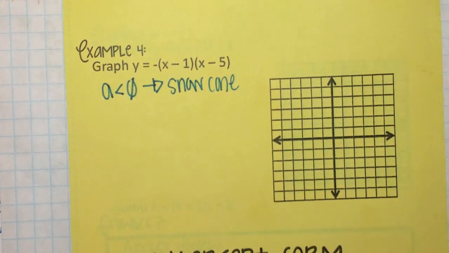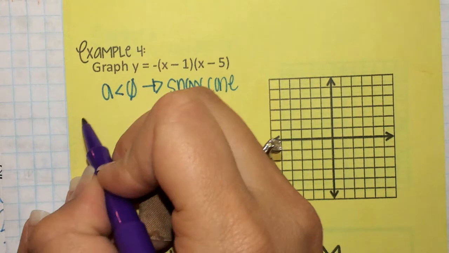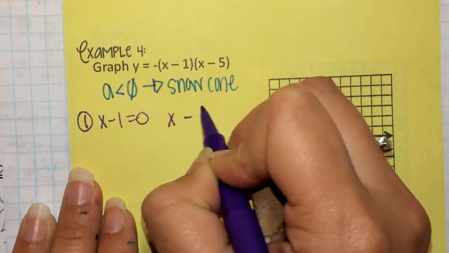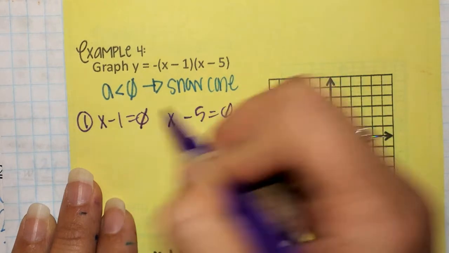Alright, what is step 1? What do we do first? Set it. It's already factored. So we set them equal to 0 because we need to find our zeros. Bless you.